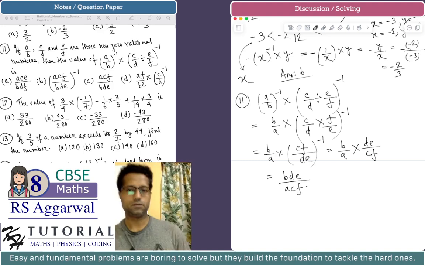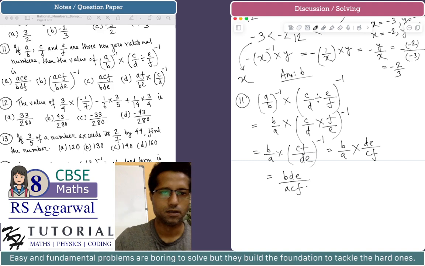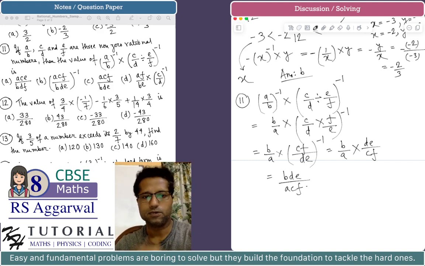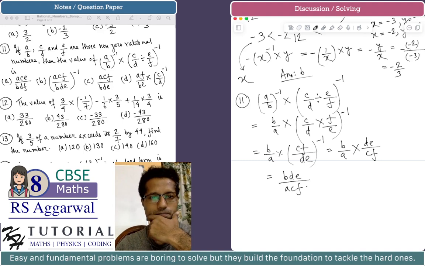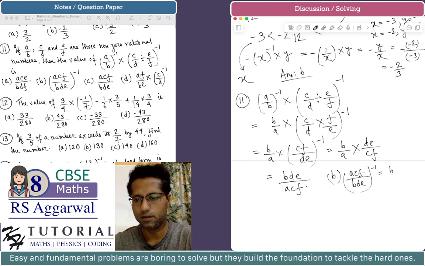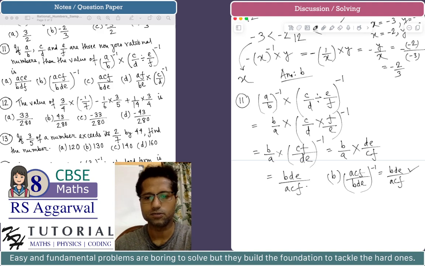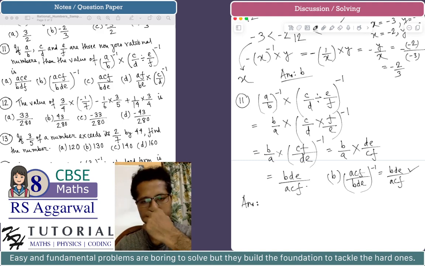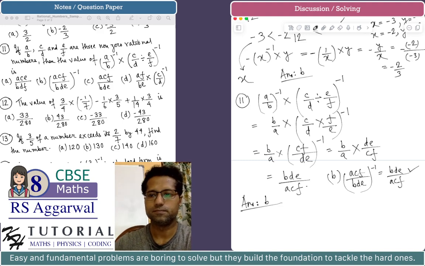Now we have to select the correct choice which matches this result. Choice A, no, it is incorrect. Choice B is ACF divided by BDE, whole reciprocal. This means we just interchange the numerator and the denominator, and this becomes BDE divided by ACF. This is the correct choice. So B is the correct choice, definitely. When you have found the correct choice, you can ignore the other choices. So the correct choice is choice B.